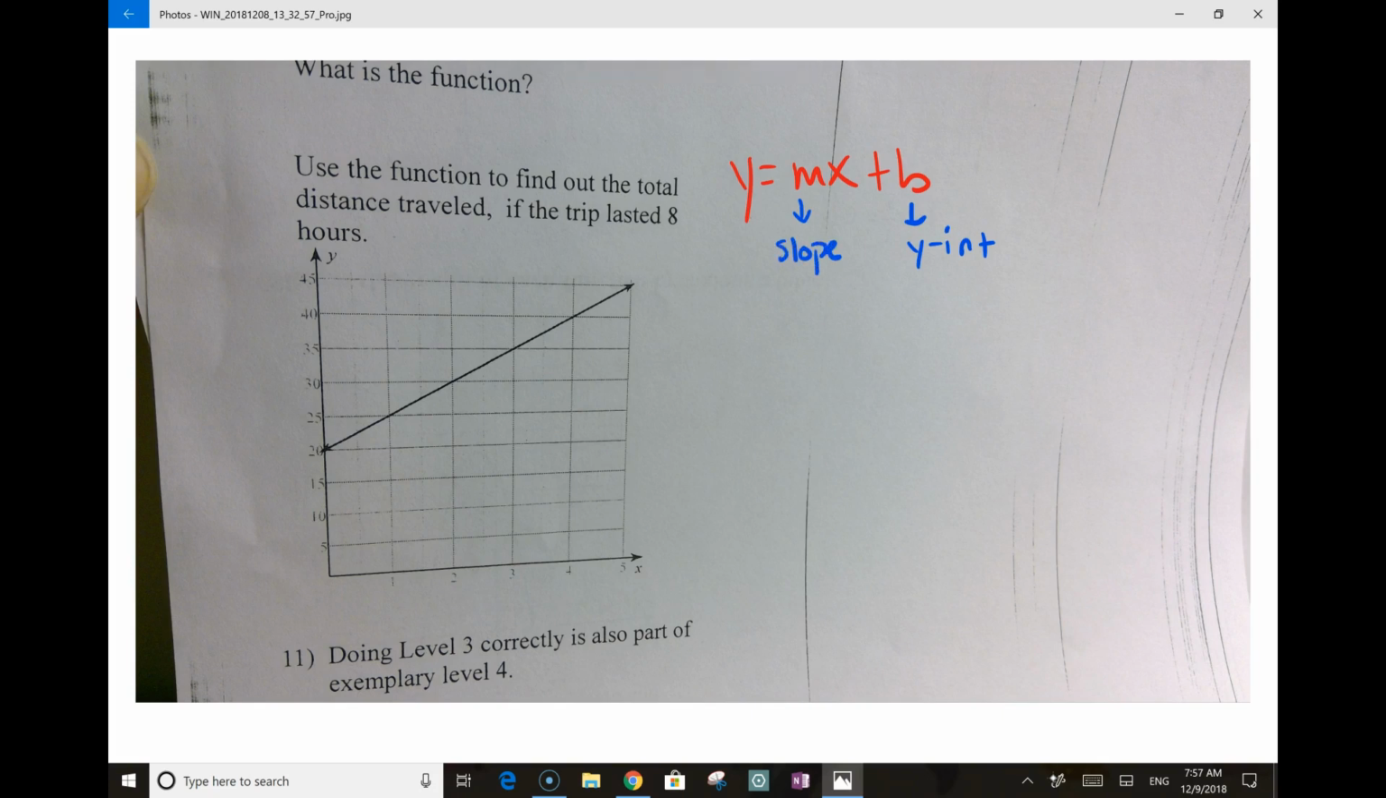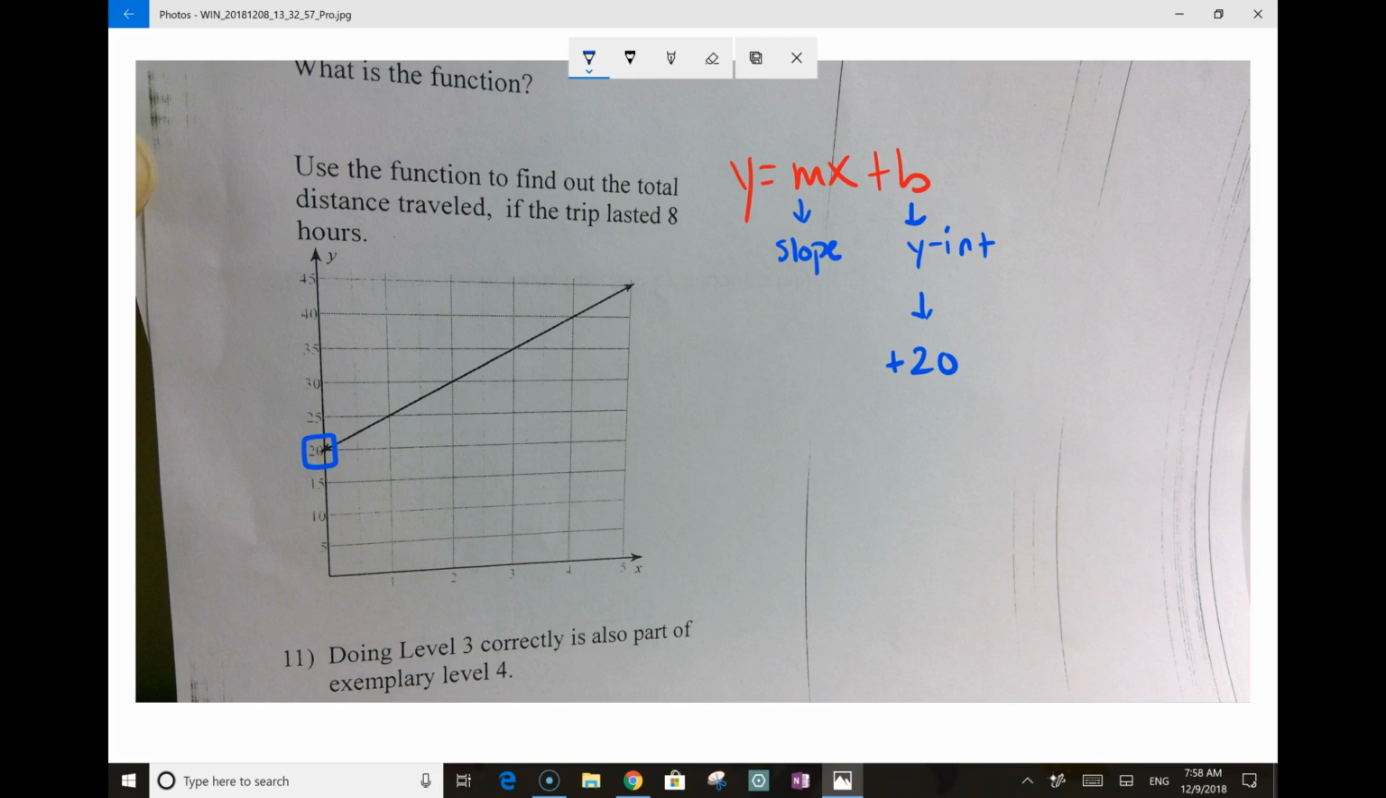So the y-intercept is simply the place where the graph intersects the y-axis. If I look closely, that's at number 20. So this becomes a positive 20. The slope is something that I will need to either count or calculate.